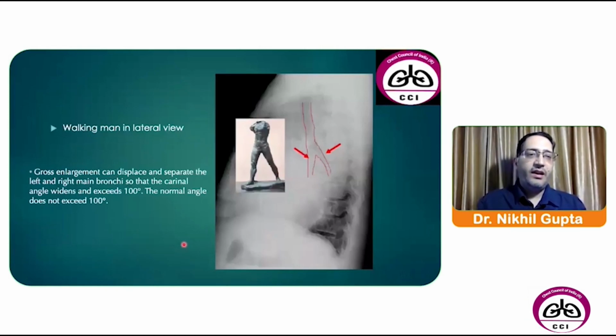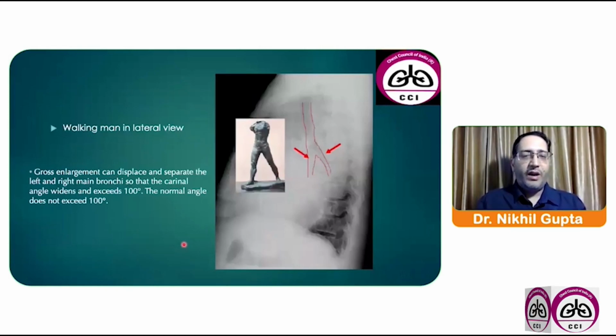On lateral chest X-ray, there is a walking man sign. Gross enlargement can displace and separate the left and right main stem bronchi, so that the carinal angle widens and exceeds 100 degrees. So this is wide open like a man walking. The normal angle does not exceed 100 degrees.